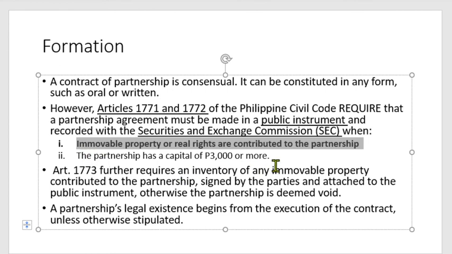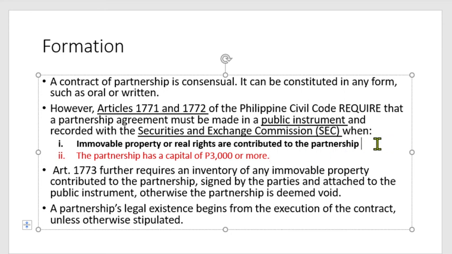Next, when the partnership has a capital of 3,000 or more. So, ibig sabihin, a partnership na may capital daw na 3,000 or more, i-register mo na. O, imagine mo, meron pa bang partnership na magkakaroon ng capital less than 3,000? So, more or less, halos lahat o lahat, or I think it can be said that lahat ng partnership should be registered in the SEC and be made in a public instrument.